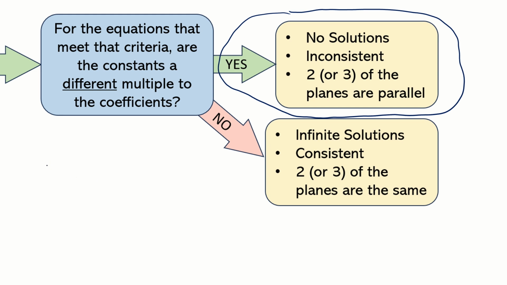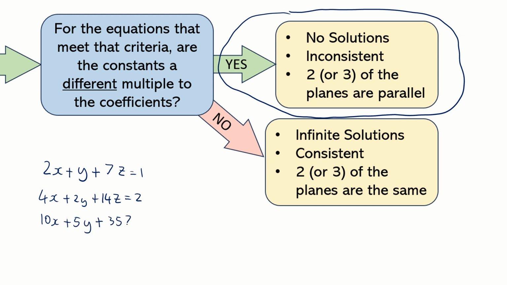So let's look at an example of that going on in the context of a system with 3 equations in. If we have the same sort of equations we had before on the previous slide, 2x plus y plus 7z equals 1, and then the other equation was 4x plus 2y plus 14z equals 2, and then the last equation we had was 10x plus 5y plus 35z, I think it was, equal to 23.